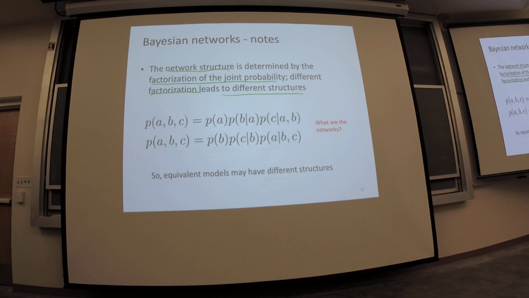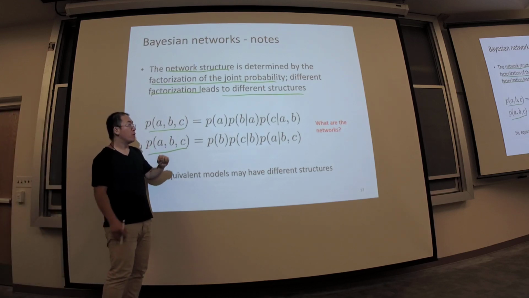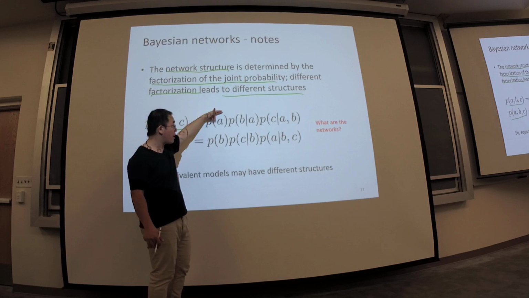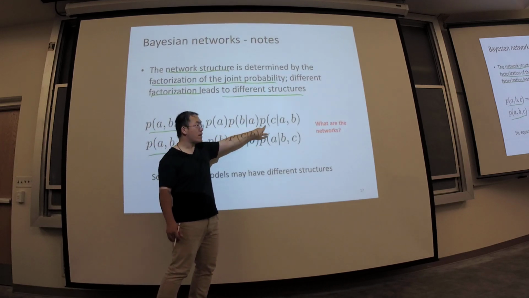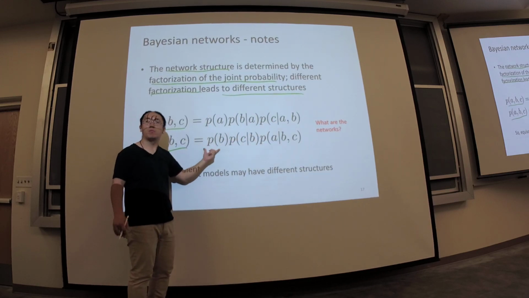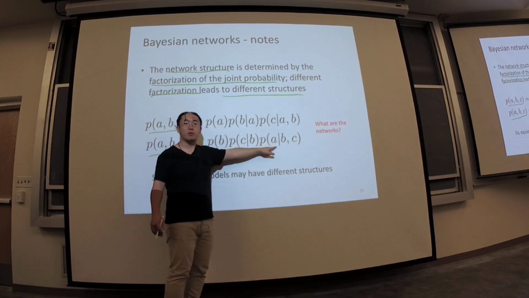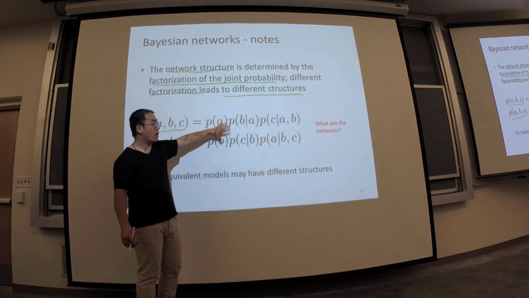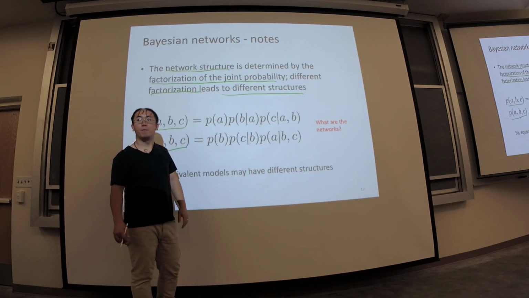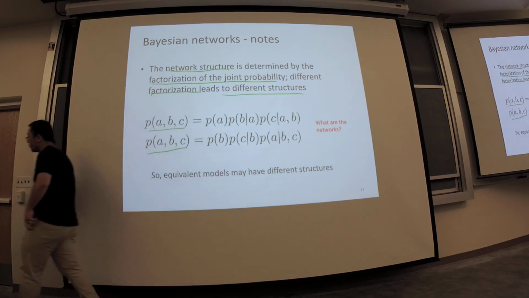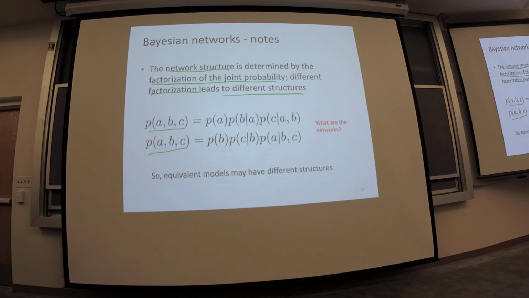For example, take three random variables in a probabilistic model: A, B, and C. Here we do not make any assumption. We just use the full Bayes rule to factorize it. The first one is P of A, then P of B conditioned on A, and P of C conditioned on A and B. And the second one starts with P of B, then P of C conditioned on B, and P of A conditioned on B and C. So the question is, are the corresponding Bayesian networks the same? The answer is always no. Although from the joint probability perspective they are equivalent, because of the choice of the factorization structure, you end up with different Bayesian networks.